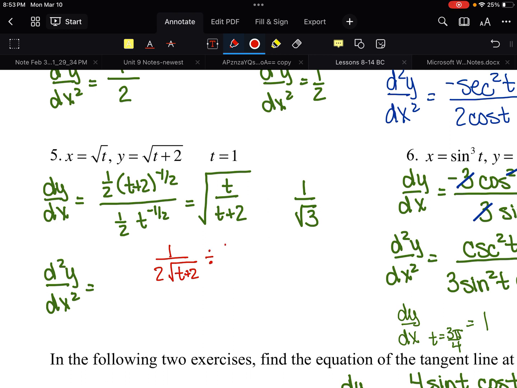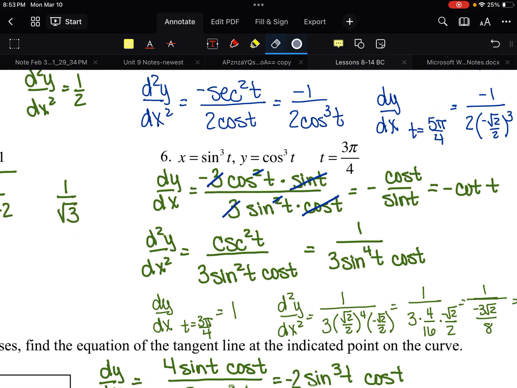Divided by 1 over 2 square root of t. And then when you multiply by the reciprocal, the 2's cancel out, and I just made it all one big square root instead of a square root on each one. So there was some algebra to be done there.